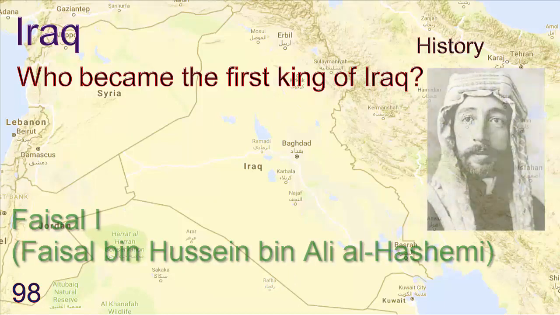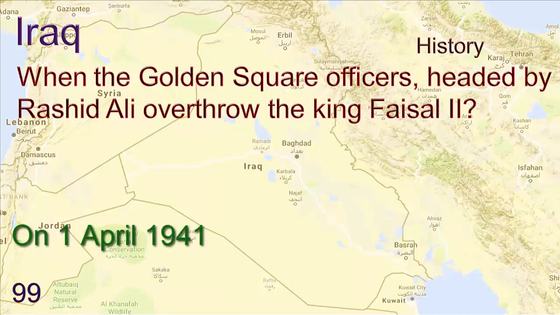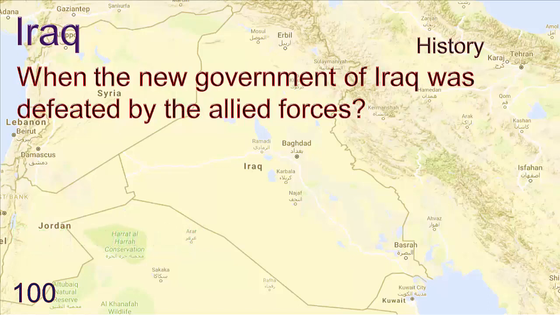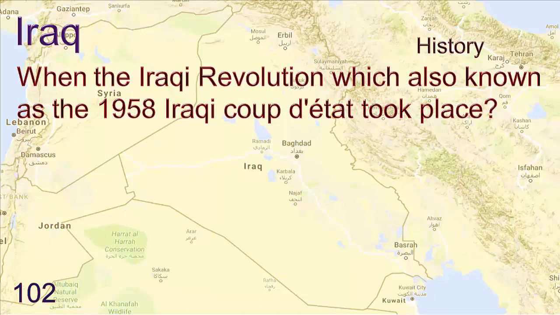Who became the first king of Iraq? Faisal I. When the Golden Square officers, headed by Rashid Ali, overthrew the King Faisal II? Answer is 1st April 1941. When the new government of Iraq was defeated by the Allied forces? In May 1941. When Iraq joined the United Nations and became a founding member of the Arab League? In 1945.